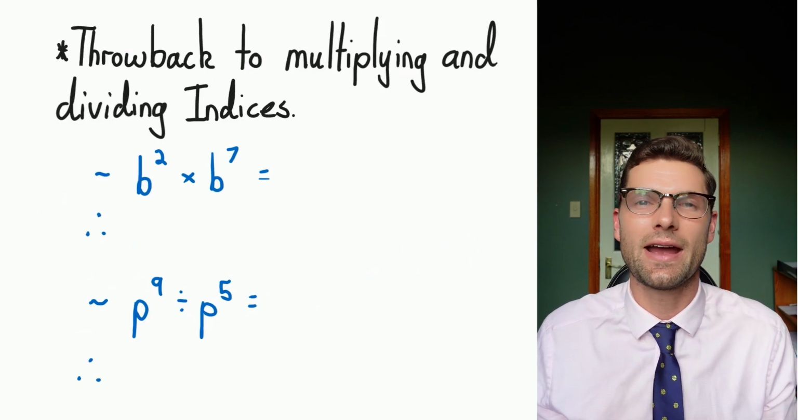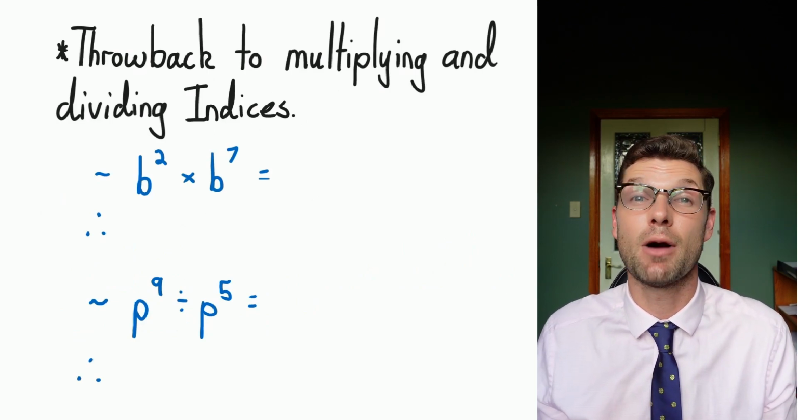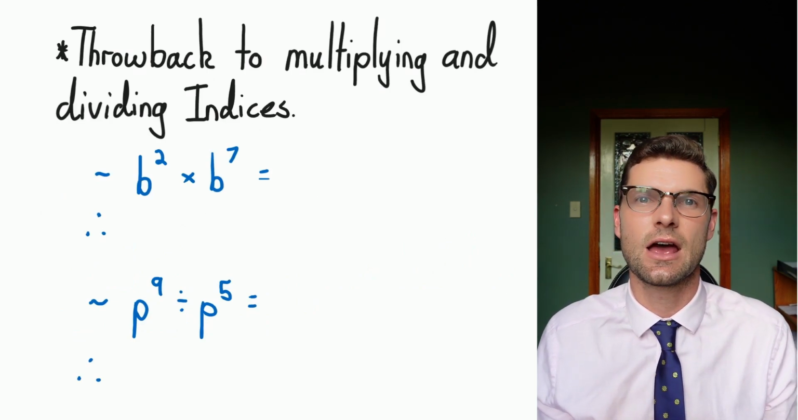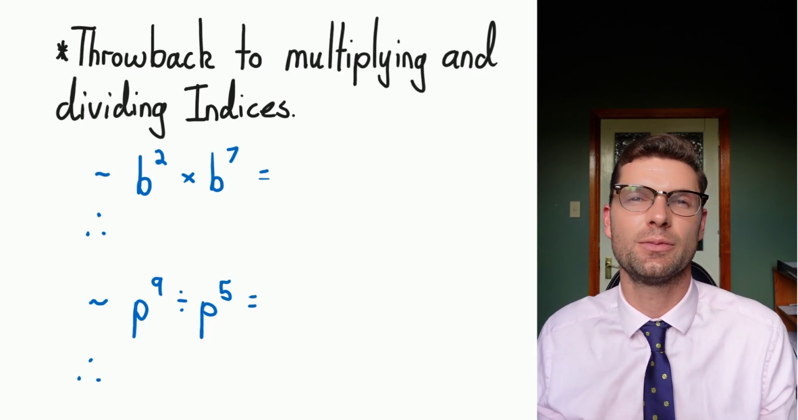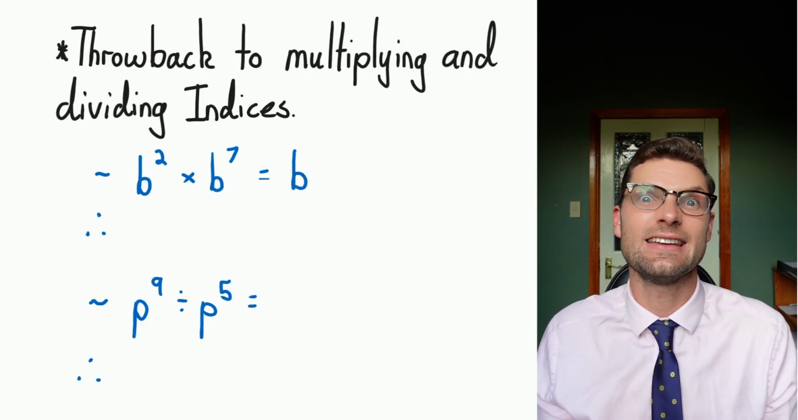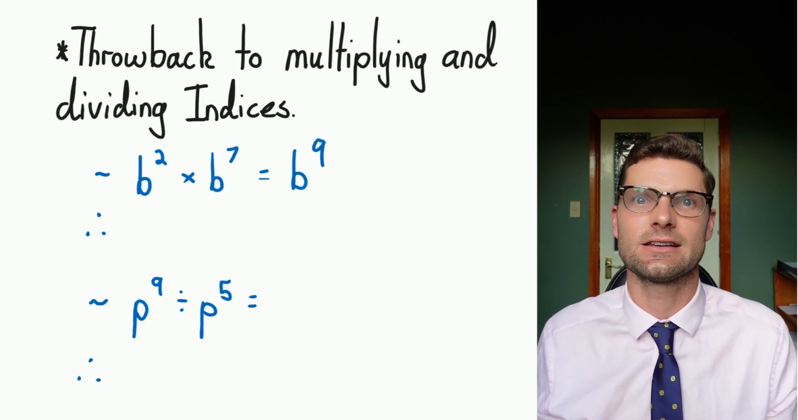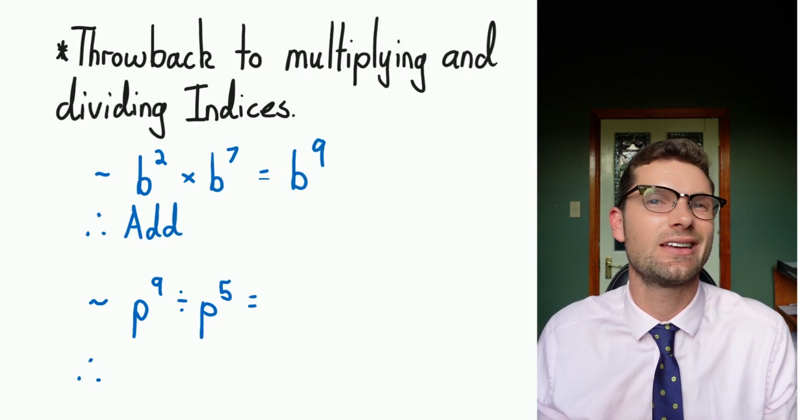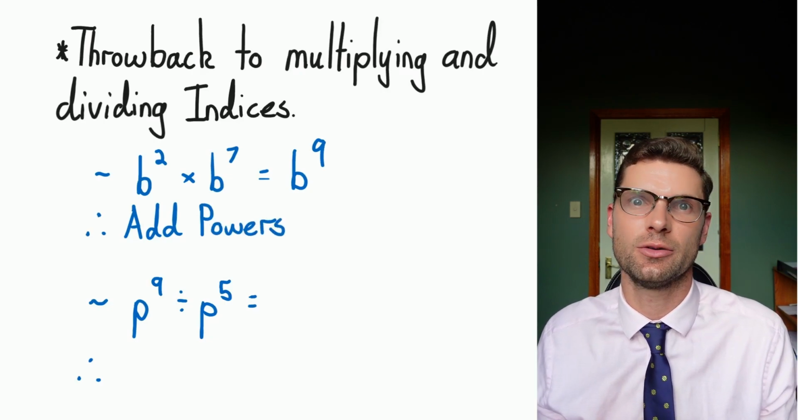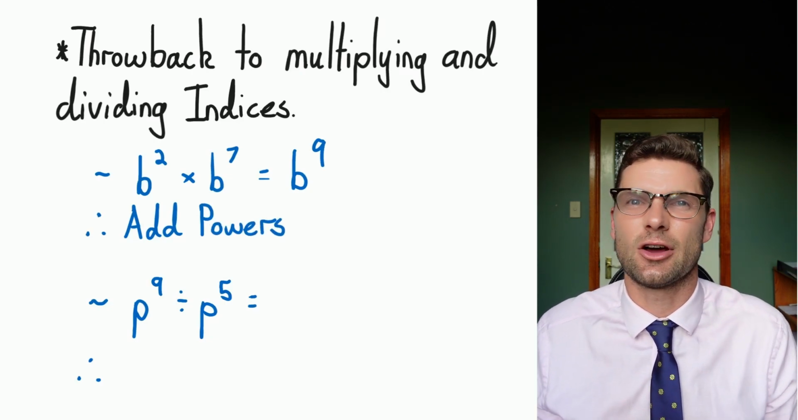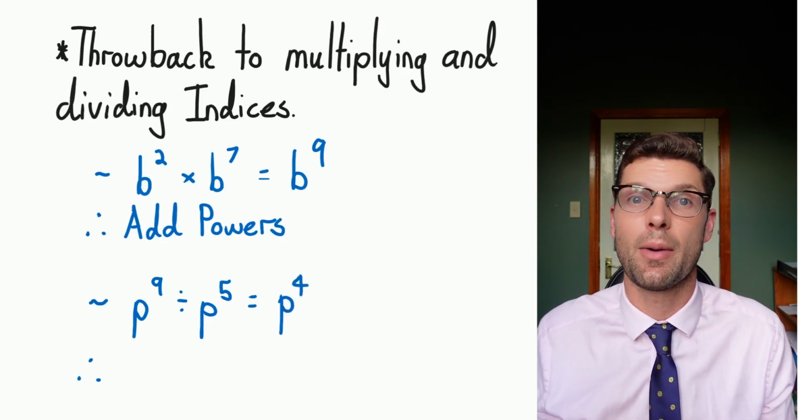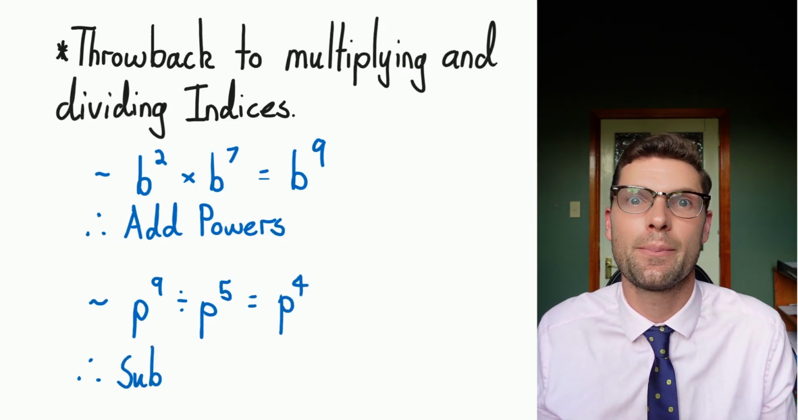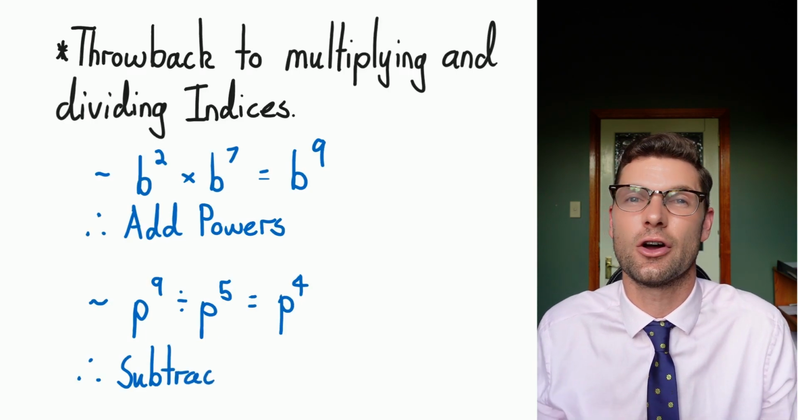So the big throwback skill that we need to remember is how to multiply and divide indices. So if I've got something like this with b to the power of 2 and b to the power of 7 and I'm multiplying these two numbers, all I need is b to the power of 9 as my answer. So the thing you've got to remember is you just add the powers when we're multiplying. And when I'm dividing, it's the exact opposite. I'm just subtracting the powers. So p to the power of 9 divided by p to the power of 5 is equal to p to the power of 4. That's all you've got to do.